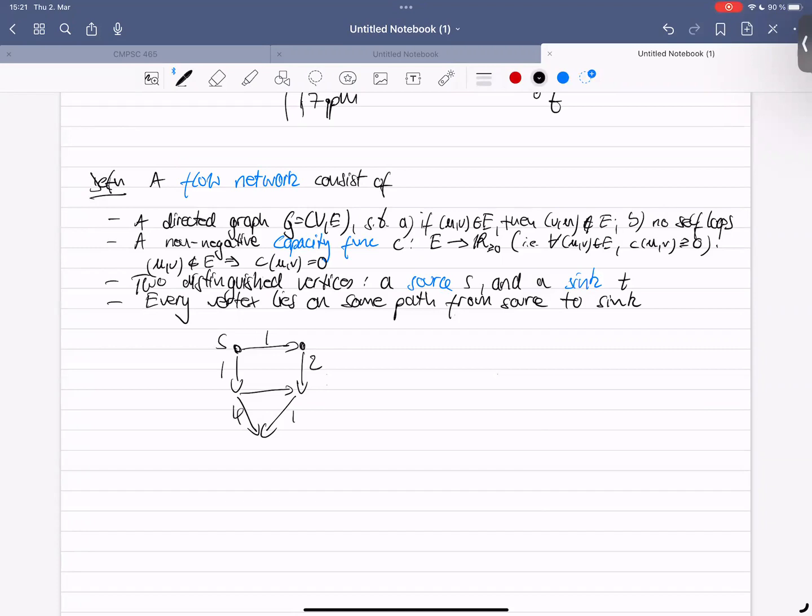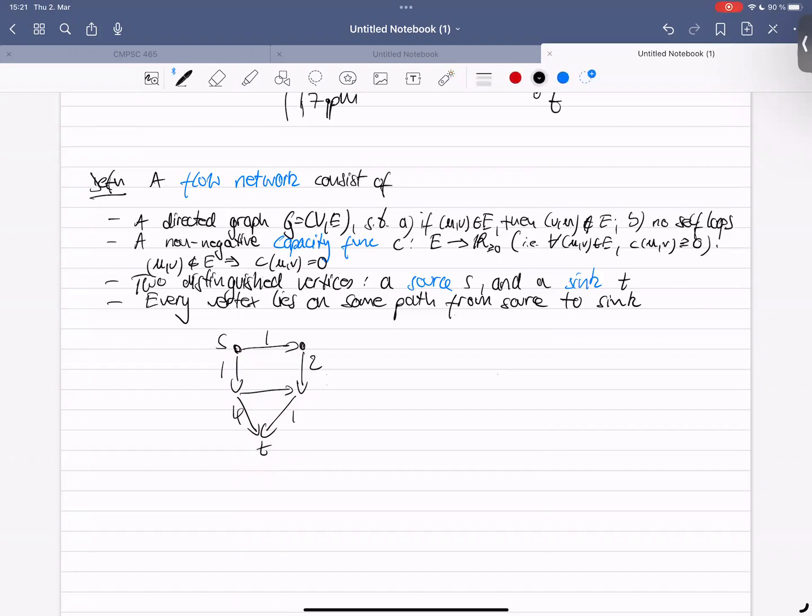And you can see that this is a flow network that has all the ingredients that we defined above. It's a directed graph. We have non-negative capacities assigned to each edge. Now we do have two distinguished vertices, the source and the sink in our graph. So this is from where to where we want to transport goods in our network. And we also have that every vertex lies on some path from S to T. This one lies on this path and on this path, for example. Okay, so this is a good network.